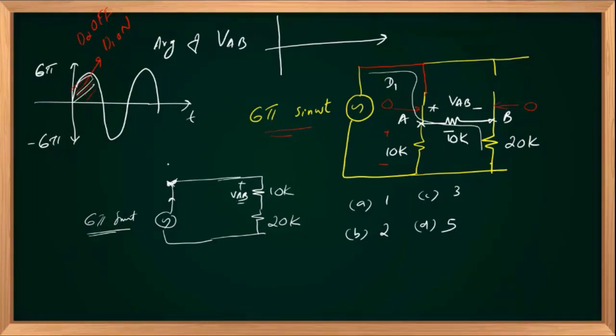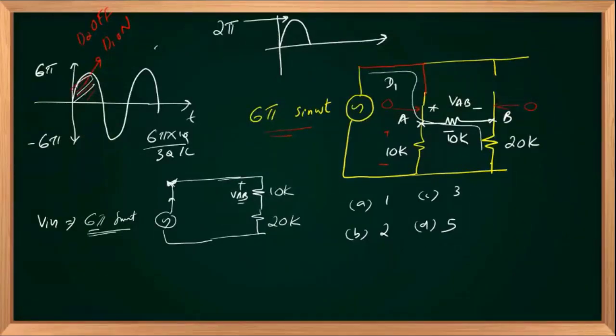VAB equals Vin. If this is Vin, VAB equals Vin multiplied by 10 over 10 plus 20, 30. So Vin by 3. And the shape will be sinusoidal itself, no change at all. Right? And its peak value is attenuated from 6π to 6π multiplied by 10 over 10 plus 20, 30. So 6π multiplied by 10K by 30K. So 6 by 3, 2π. So this value is nothing but 2π. VAB is the voltage across 10K. So it's nothing but 2π.